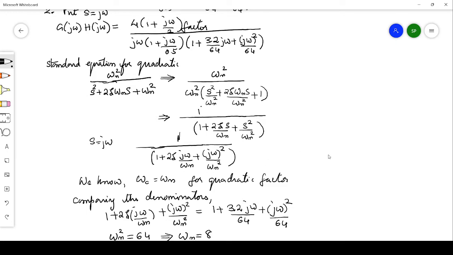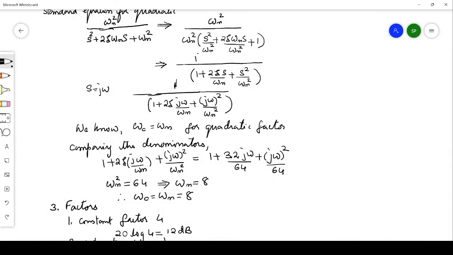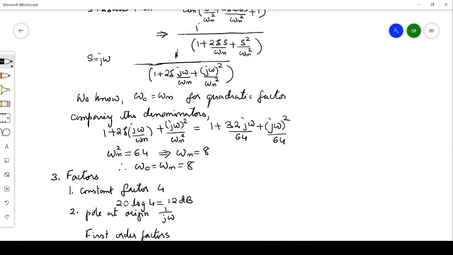Now when you substitute s equal to j omega, that is for a frequency response approach, we get 1 divided by 1 plus 2 zeta j omega by omega n plus (j omega) square divided by omega n square. That is the transfer function in the frequency domain.